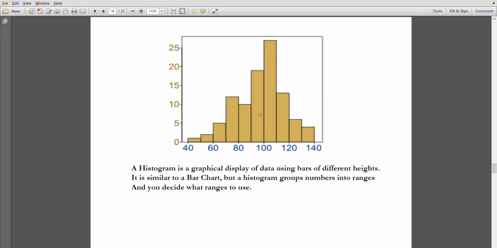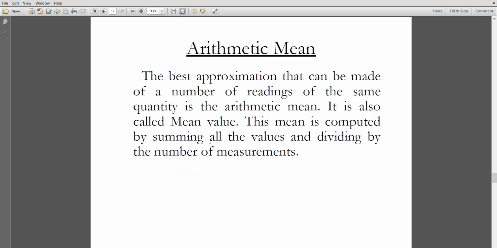For example, I say from 100 to 110, how many people? The most frequent is nearly 25 people who have got marks between 100 and 120. So what is this? This is also a type of bar chart, but the histogram groups them into ranges and tells you the frequency of these ranges, or the number of times these ranges have come. That is the usage of histogram plots.